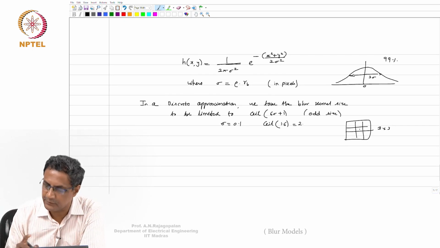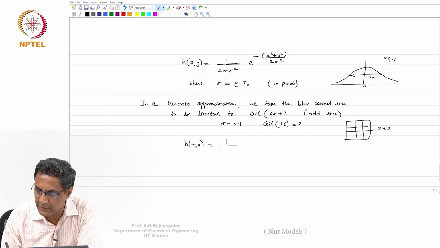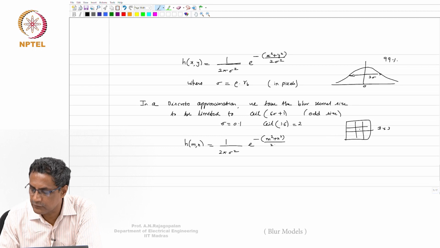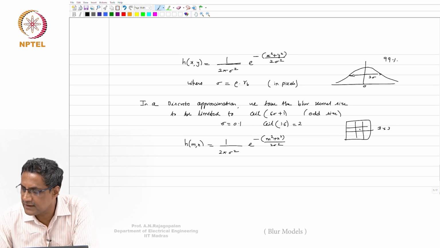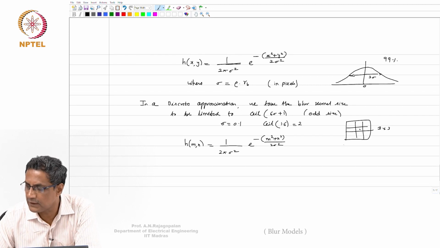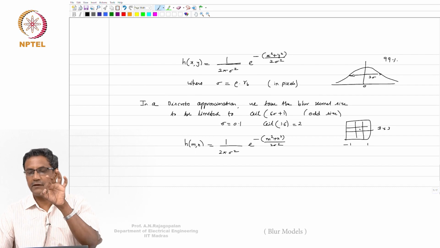The only thing that happens is when you do a discrete approximation, you will do, let's say, h(m,n). One way to do it, the simplest way, is 1 by 2 pi sigma square e raised to minus of (m square plus n square) by 2 sigma square, and you should remember that the center is here. So m equal to 0, n equal to 0 is here. When you say 3 cross 3, you're going from minus 1 to 1 with (0,0) at the center. So it's like I have a blur kernel.